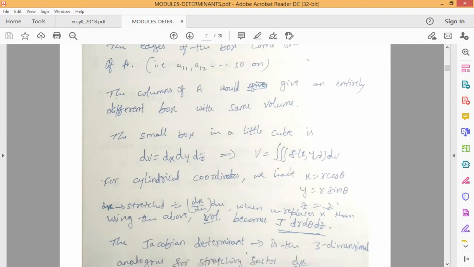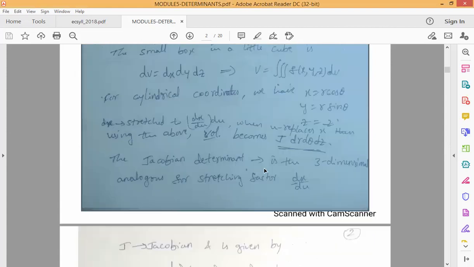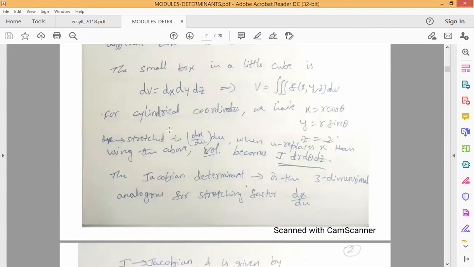As I told, this determinant is used to define the volume of a box. In order to arrive at that point, we can make use of the cylindrical coordinate, because when you say the box and imagine it in space, it looks like a cylinder. In order to simplify that, we go with the cylindrical coordinate.